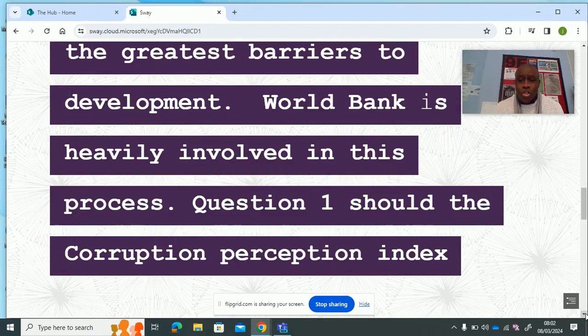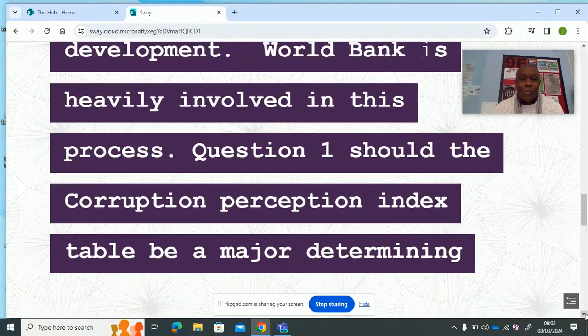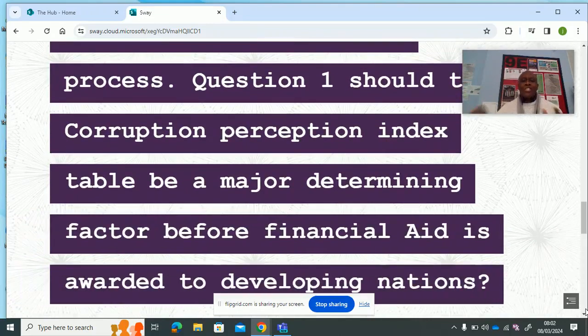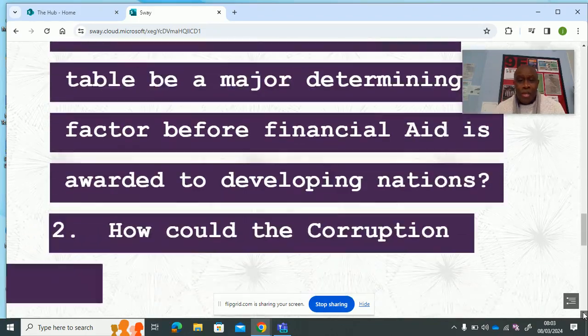Question 1. Should the corruption perception index table be used as a major determining factor before financial aid is awarded to developing nations? Think about that question. Should they look at the table before they just keep on awarding money to these developing nations? Okay, that's a question I want you to think about, and please put the answers in the comments.